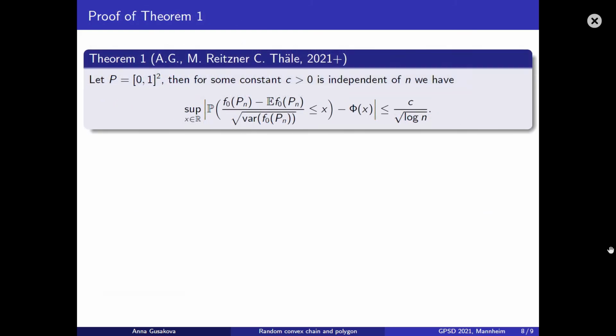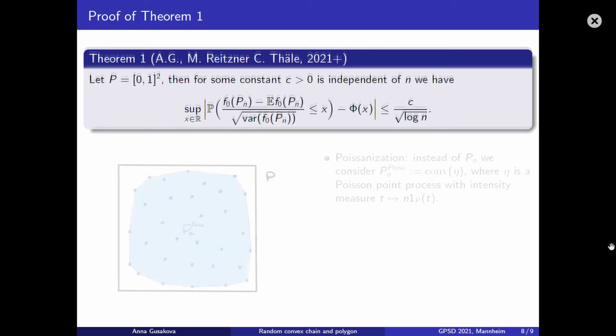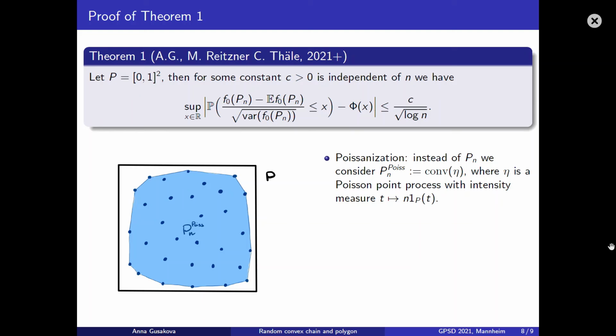Now, as I said at the beginning, I would like to sketch the proof of our Theorem 1 about the Berry-Esseen bound for the number of vertices of a random polygon in a polygon. The first natural, standard step is the so-called Poissonization. It means that instead of Pn, we consider the convex hull of a Poisson point process in this polygon P with intensity n. The distributions of Pn Poisson and Pn are very close to each other, and the error is much smaller than this value here. That's why we can do it.